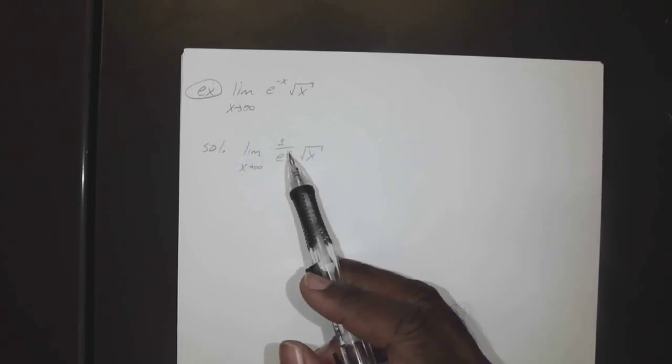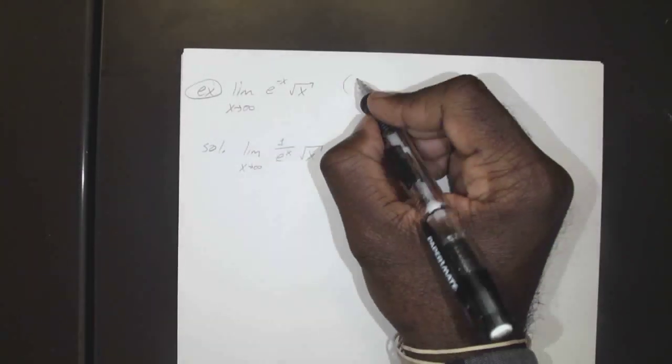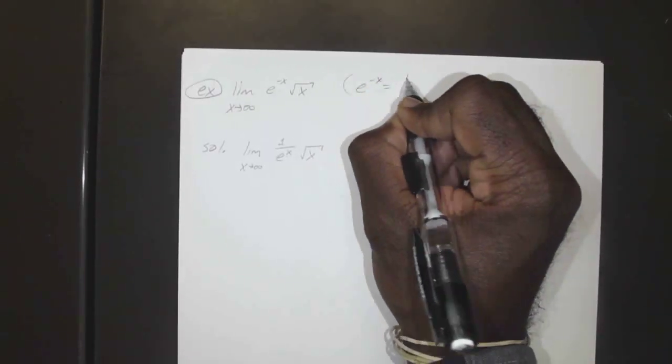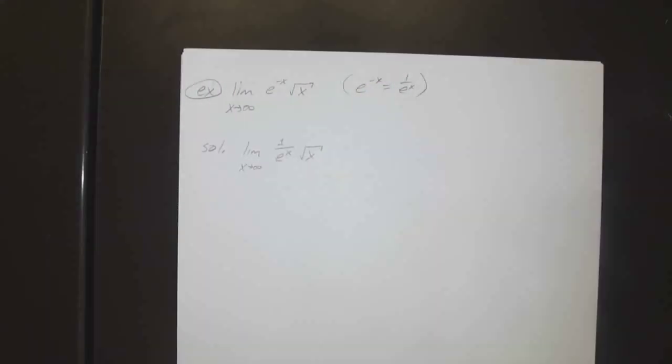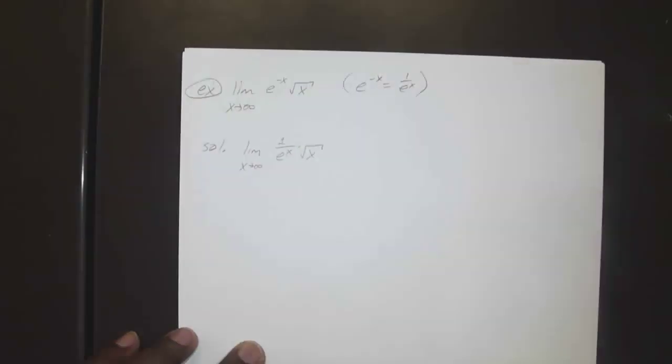So here, as x gets bigger and bigger, you have 1 over a really, really big number. Wait, is that 1 over e to the x times square root of x? Is the square root of x on the bottom? Actually, we just made e to the negative x equal to 1 over e to the x. The square root of x is not underneath; we're just multiplying those two.